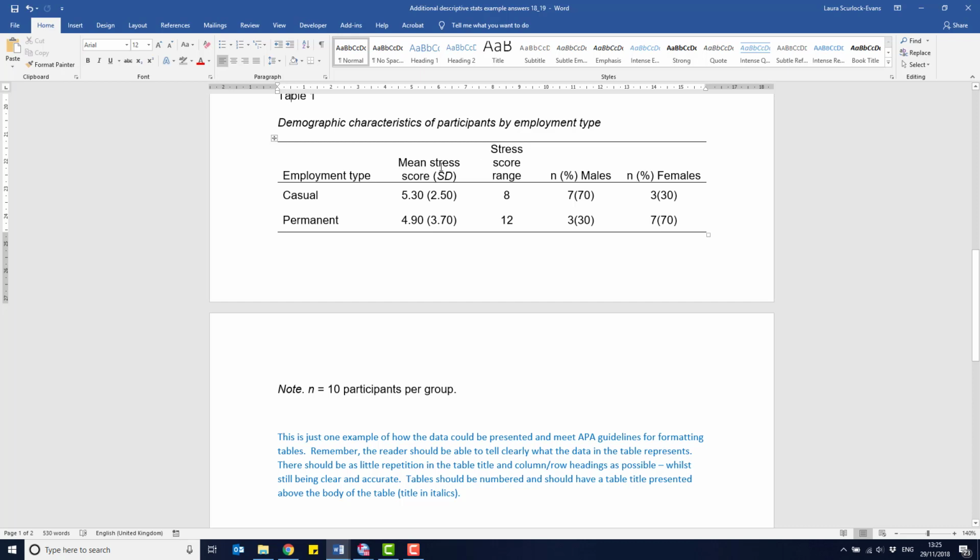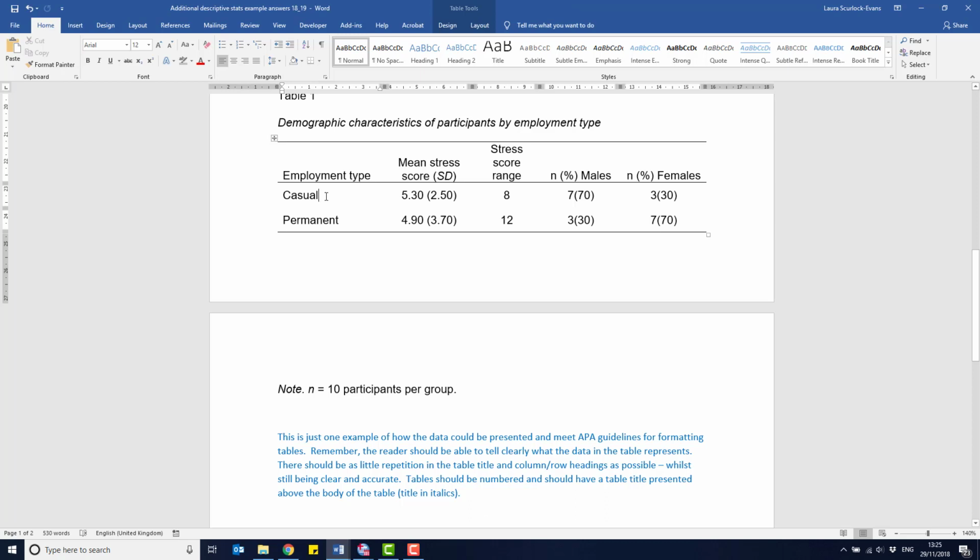Now that could be presented in separate tables. In some tables, it's essentially whatever is clearest to interpret. Then I have the stress score range. Now instead of a range, I could have presented that as the minimum and maximum scores. You would tend not to present both though. And here I've got the percentage of males and females in the group. And again, there could be different ways of presenting that. I have a note underneath the table, which just says that there are 10 people per group.